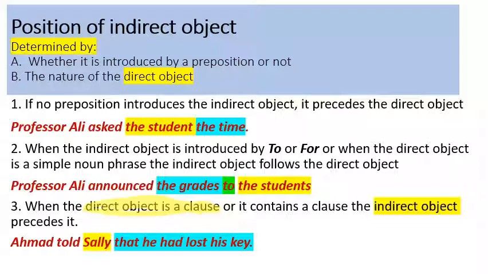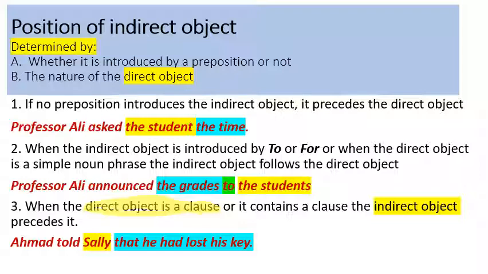Let's have a look at the following sentence. Ahmed told. Ahmed is the subject, told is the verb. Whom did he tell? He told Sally. What did he tell Sally? That he had lost his key. That he had lost his key is the whole object, and it's a clause. Your object is a clause. We call it a noun clause, which you will study shortly. Because your direct object is a noun clause, it came after the indirect object.